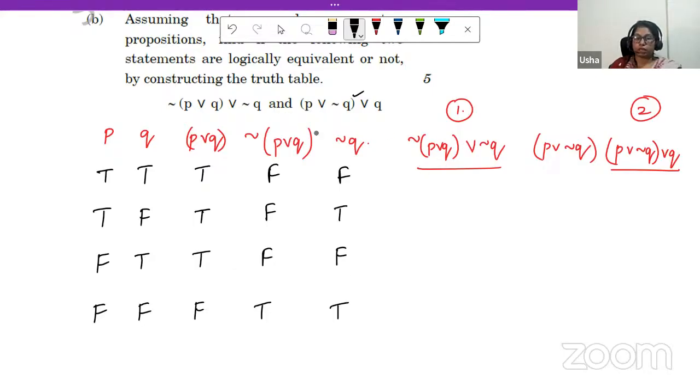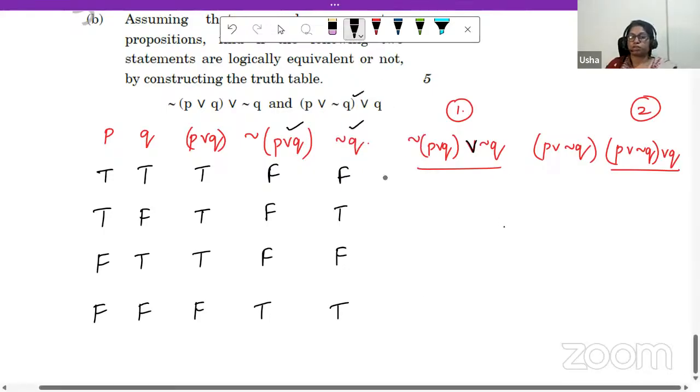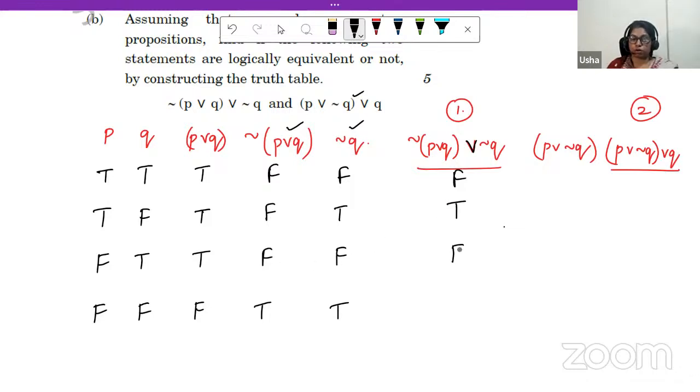Now I have to take this one or this one. So among these two, if both are false, output will be false. Otherwise, even if one of them is true, output will be true. See here, both are false. Here only one of them is false, so it is true. Here both are false, so output is false. Here both are true, so output is true. Done. This is one of the expressions.